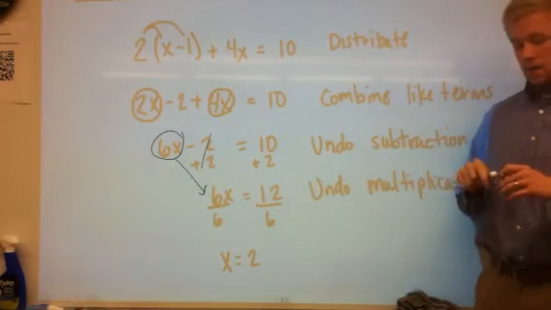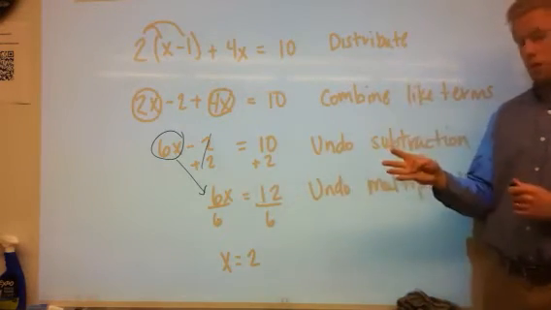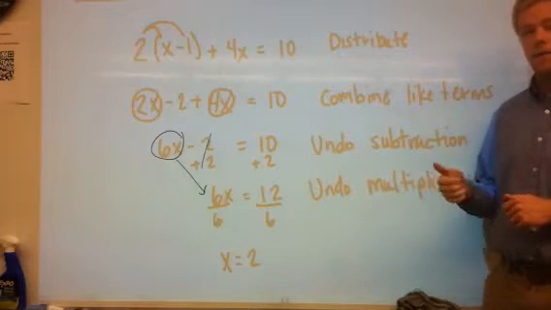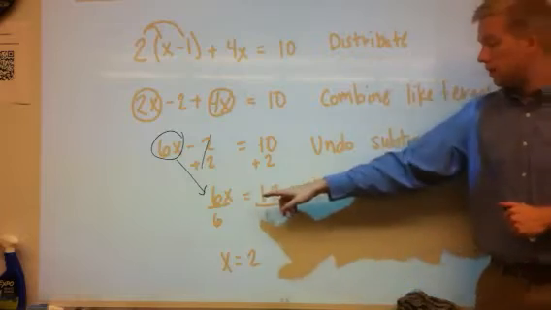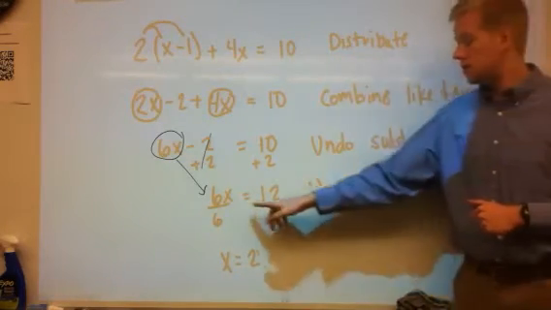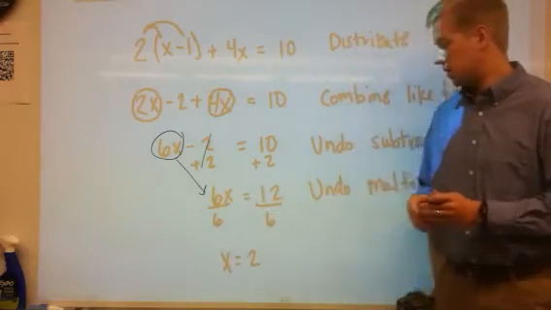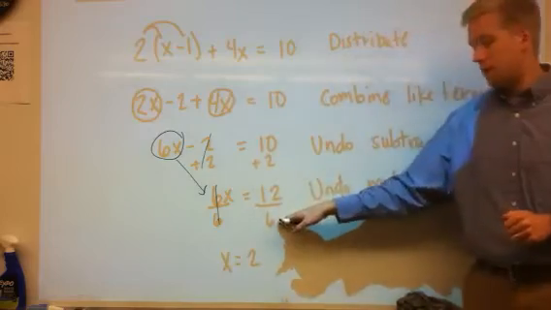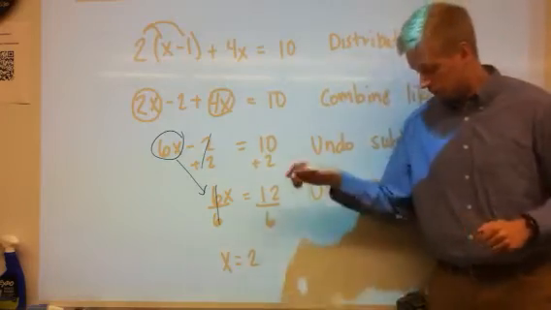My fourth and last step on those rules was to undo the multiplication and division. Okay? Here we have multiplication, so we need to undo that. The way we undo multiplication is to divide. So we're going to divide by 6 on both sides. When we do this, we're left with 1x. 12 divided by 6 is 2.